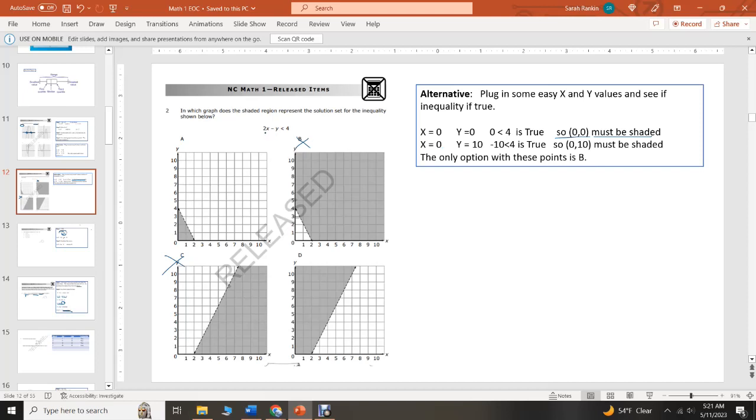So when x is 0, 2 times 0 is 0, minus 10 is negative 10. Negative 10 is less than 4, so it's true. So (0, 10) must be shaded. Well, that helps us. We can now eliminate A, and the only answer left is D.